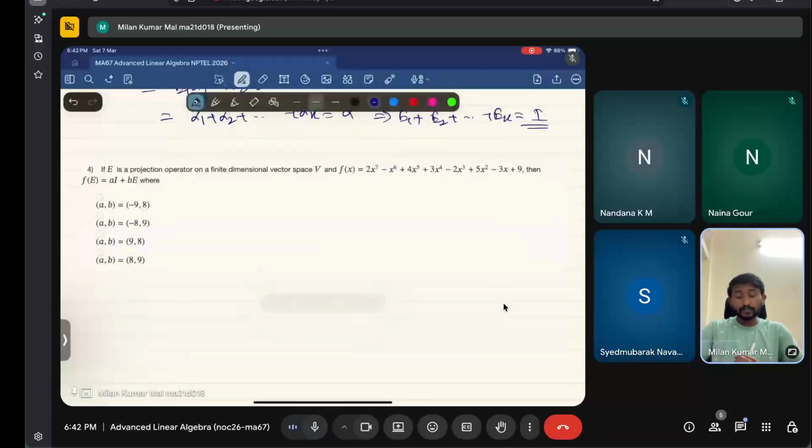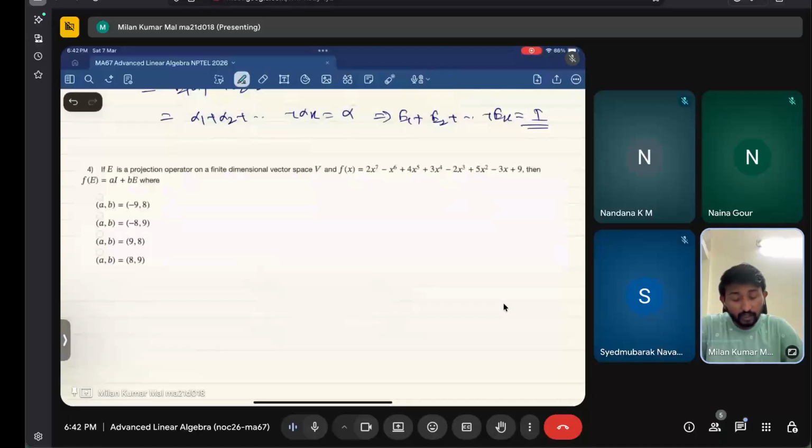So what is the next problem? It says, if E is a projection operator on a finite dimensional vector space V, and f(x) is equal to 2x to the power 7 minus x to the power 6, plus 4x to the power 5, plus 3x to the power 4, minus 2x cube plus 5x square minus x plus whatever it is, some polynomial. Then f of E is equal to aI plus bE. Then we have to find a and b.